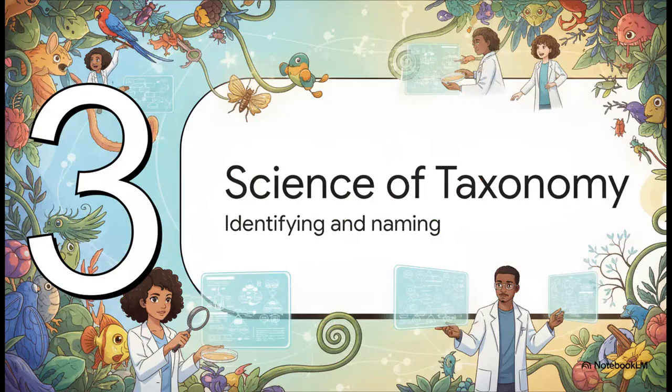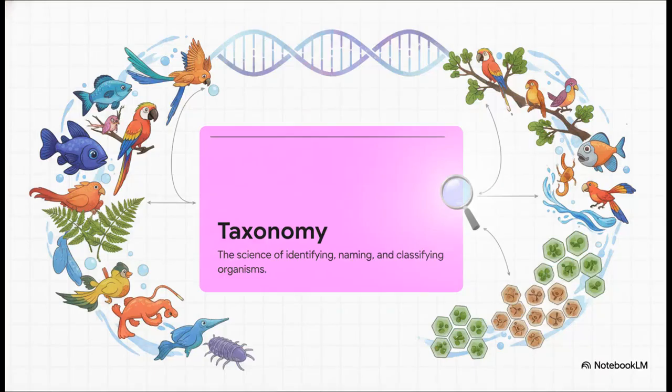actually be. Which brings us to Section 3, the science of taxonomy. So this massive biodiversity brings up a pretty huge problem. With millions upon millions of species out there in these megadiverse regions, how do scientists actually keep track of it all? How do they avoid just total, utter confusion? Well, enter taxonomy.